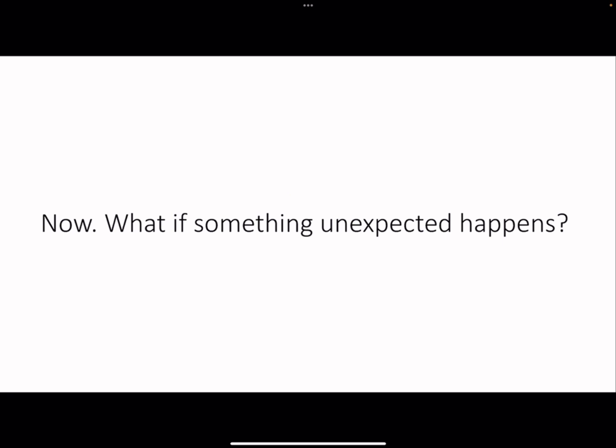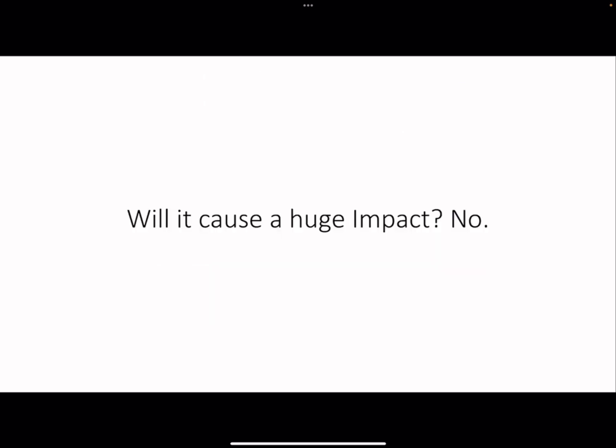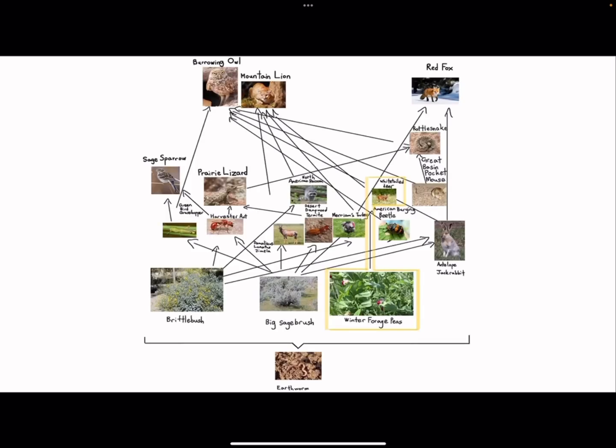Now, what if something unexpected happens? For example, there is a drought that causes the numbers of winter forage peas to reduce. Will it have a huge impact which causes the number of animals of lots of species to drastically drop? No. In fact, it will only cause the number of white-tailed deer to drop, since white-tailed deer is a specialist in this food web that only eats winter forage peas.